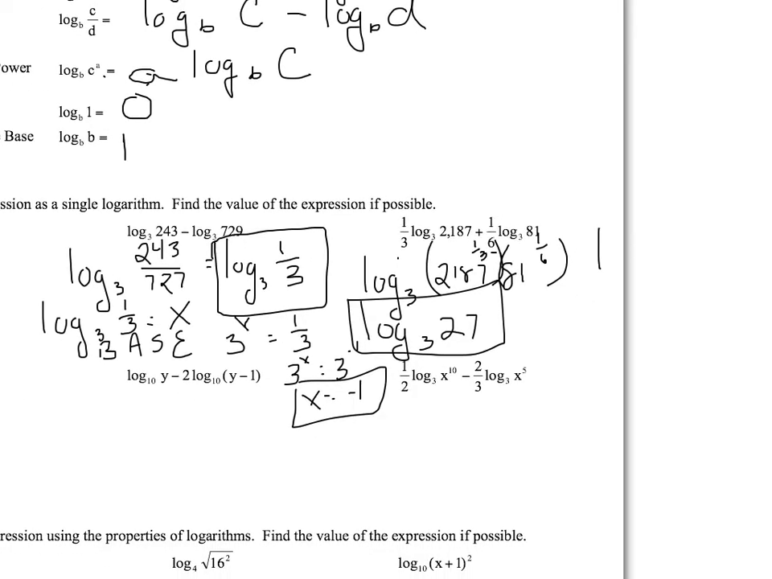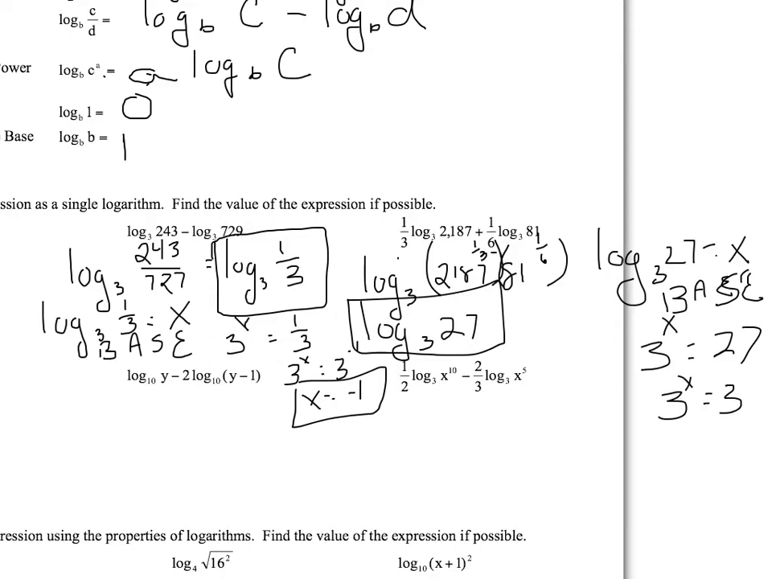Now to solve it, again, what we do is you set it equal to a variable and you use base. Converting it using base, it becomes 3 to the x equals 27. 3 to the x equals 3 cubed. And then, therefore, x equals 3.